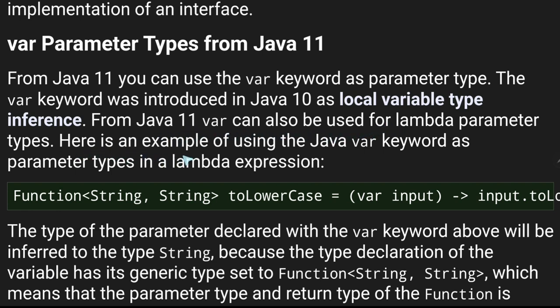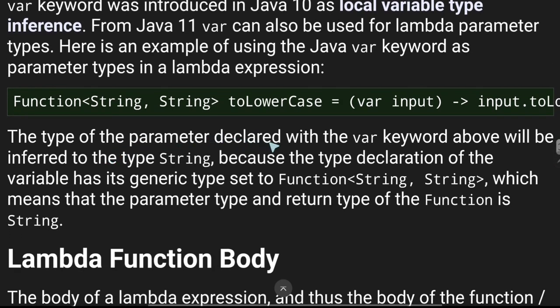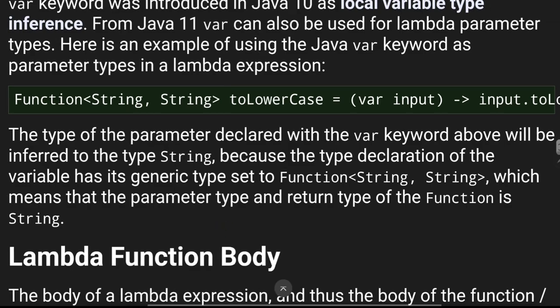Here is an example using the Java var keyword as a parameter type in a Lambda expression. What does it give us? The type of the parameter declared with the var keyword will be inferred to the String type, because the type declaration of the variable has its generic type. So this helps when we have a generic type, and it would be inferred, which means that the parameter type and return type of the function is String.